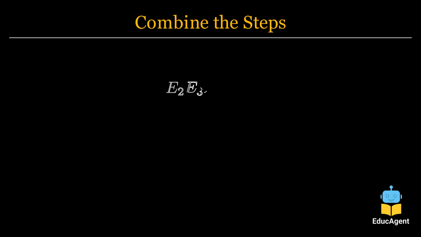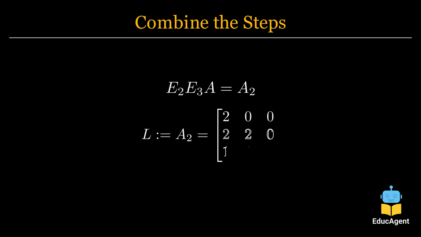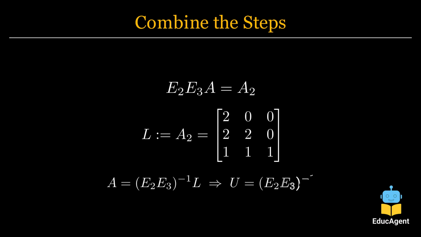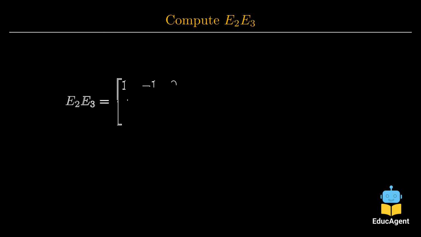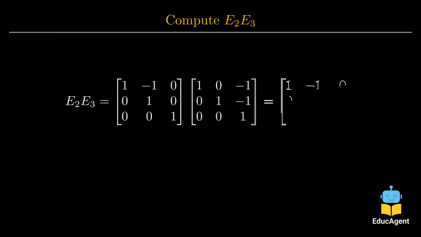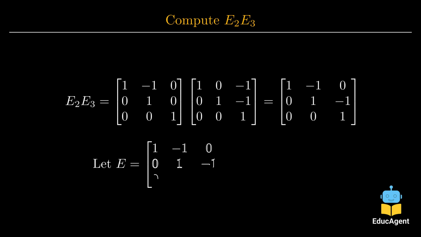Combining both moves, first E3, then E2, we get a single transformation of A. The product E2E3 turns A into this lower triangular matrix L. Rearranging gives the unusual order factorization, A equals UL. The multiplication shown on screen simplifies exactly to the final matrix on the right, 1, -1, 0, 0, 1, -1. We'll name that product E and invert it to get U.